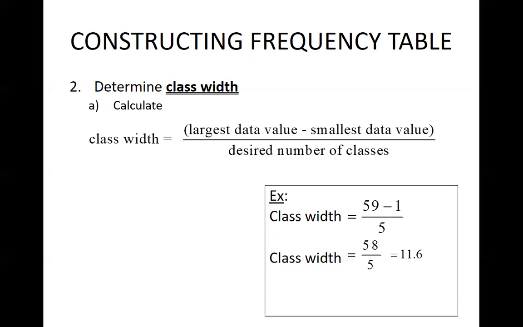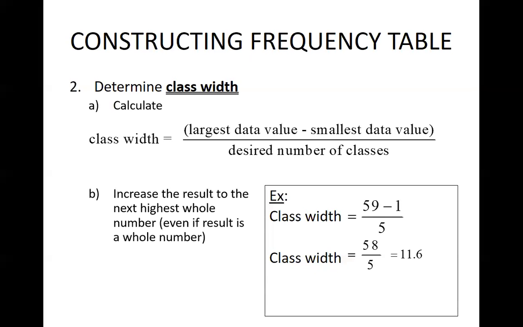What if it ended up being 55 divided by 5 and I got exactly 11? You know what? You still round up to 12. All right, so even if it comes out even, you always round up to the next whole number. Okay, so that means we want a class width of 12.